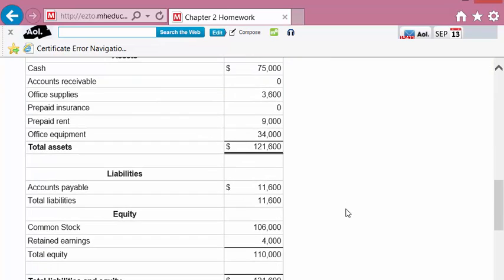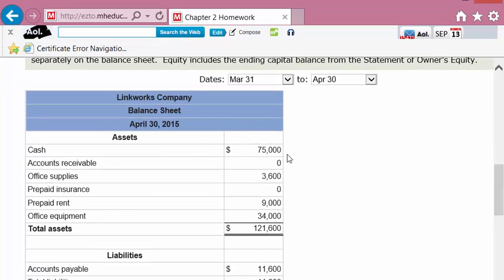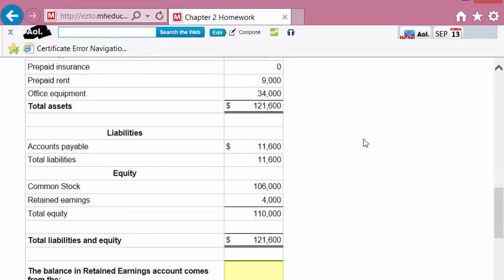The cash is what? 4,000 more than it was before. You can't see 4,000 because it increased from 71,000 to 75,000. And you come down to retained earnings. You see that 4,000, which is the net income, right? So, right now, some of the steps that we did.